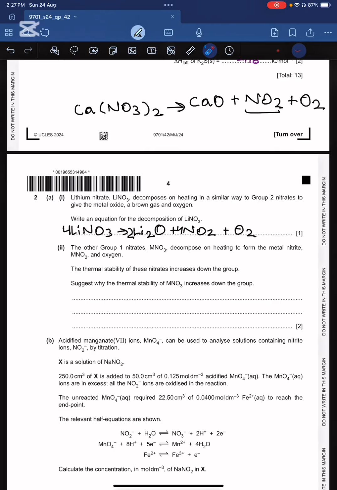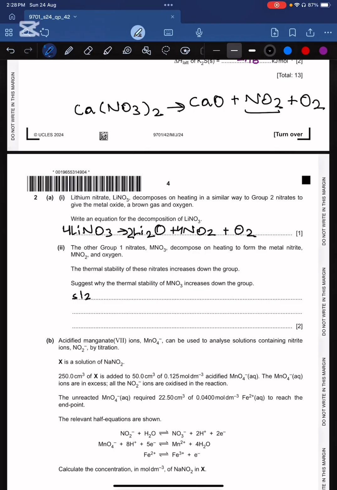We need to give the same explanation which we did for the thermal stability of group 2 nitrates. Apply the same knowledge to group 1 nitrates, because it already said that group 1 nitrates decompose on heating in a similar way to group 2 nitrates. It already gave us a similarity between group 1 and group 2 nitrates, and we are going to use this similarity here. See, we learned about group 2 nitrates, but we are applying it on group 1 nitrates. This is how students get confused. So, exact same knowledge, instead of group 2, we write group 1.